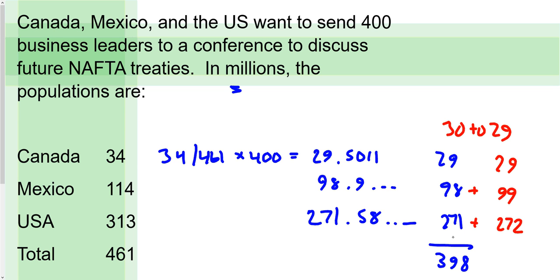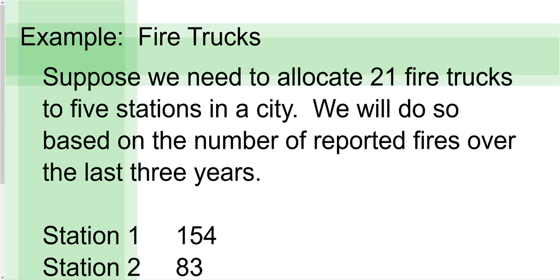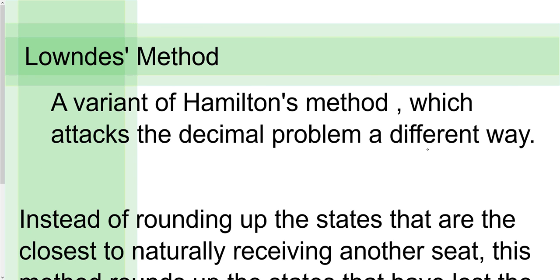So a couple people thought about this and wondered if there's a way that we can incorporate this into an apportionment method to ensure that places that are really small do have a little bit of a higher chance of getting their representative back. So that leads us to Lowndes' Method. Okay, this is a variant of Hamilton's method, which attacks the decimal problem a little bit of a different way.